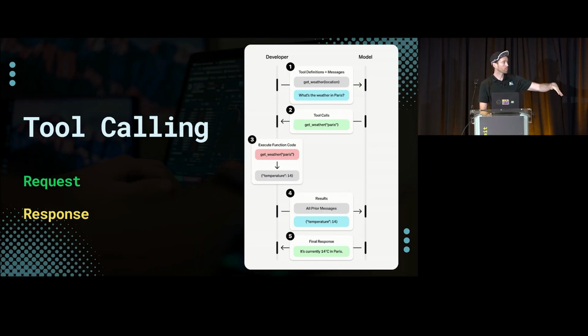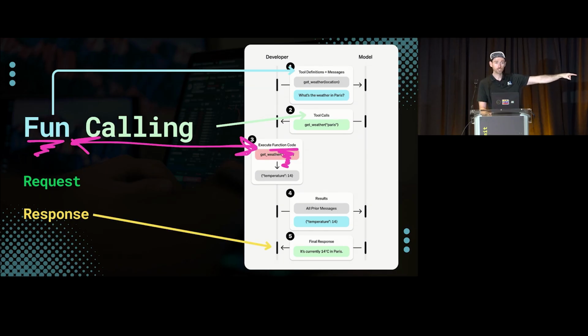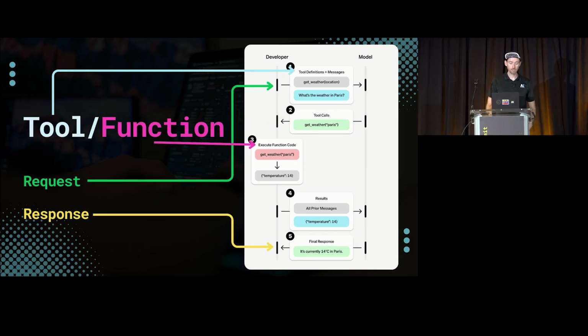So when we do the request-response, when we call the tool, we set the tool definition, we call it, then to get the response, we have to execute the function code. We have to call the function. We have to do the function call or the tool call, whatever you want to call it. It's the same deal.